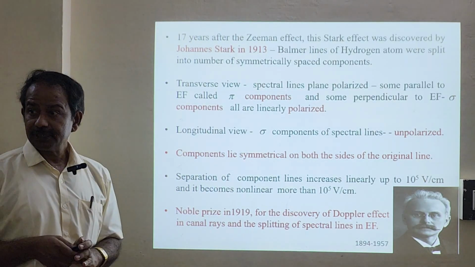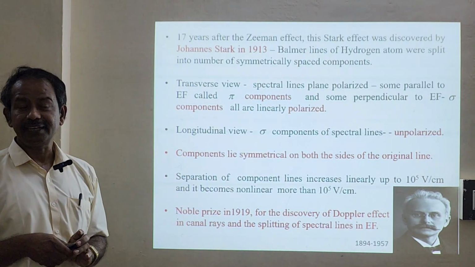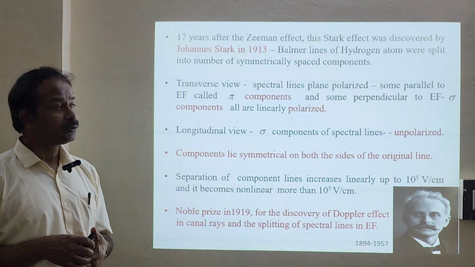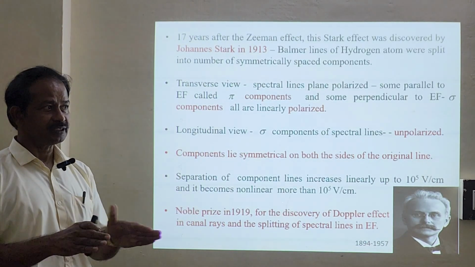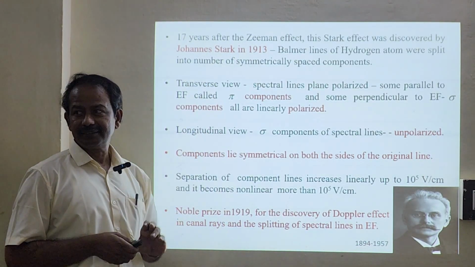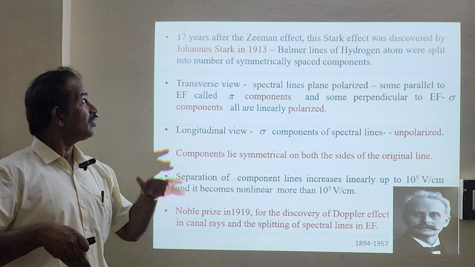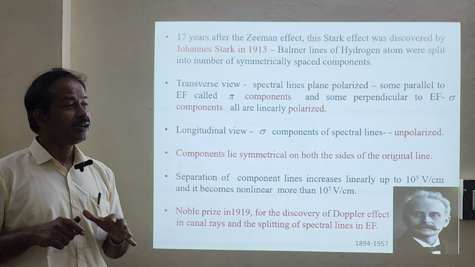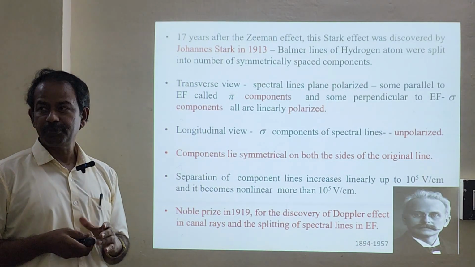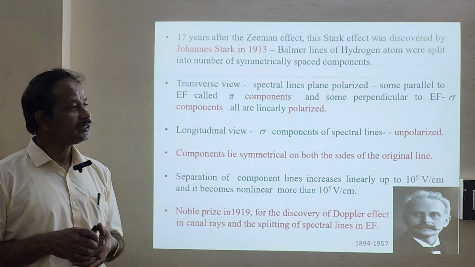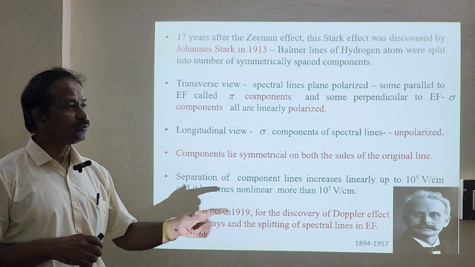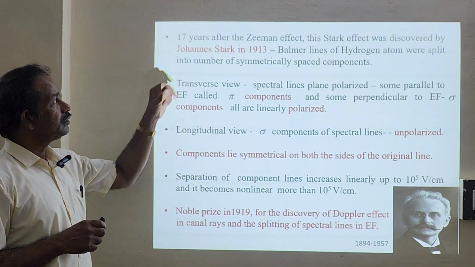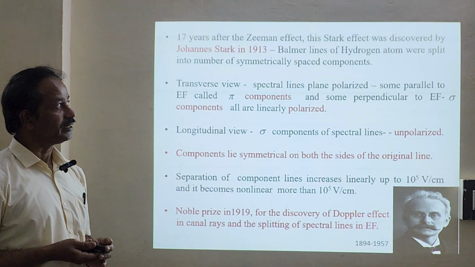Now the Zeeman effect was found by Peter Zeeman in the year 1896. Just after 17 years, Johannes Stark found this effect, the splitting of spectral lines in the presence of an electric field, in the year 1913. It took nearly 17 years because at the time we had to go with a high potential, and people had not found a way to obtain such a high voltage. That's the reason it took so many years to find this effect. So the Stark effect was discovered by Johannes Stark in the year 1913.